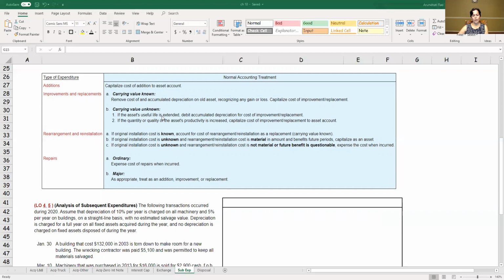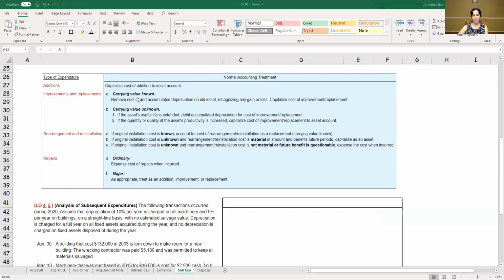So if the carrying value is not known, here's what we would do. If the asset's useful life is extended, you debit accumulated depreciation for the cost of the improvement. If the quality or quantity of the asset's productivity is increased, you capitalize the cost of the improvement or replacement to the asset account. So always in the problems, look for this information.